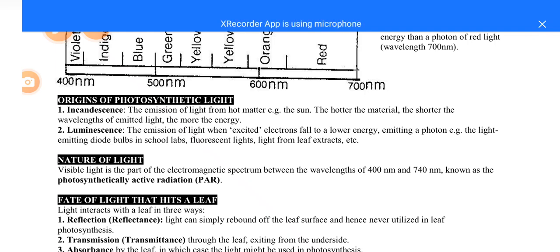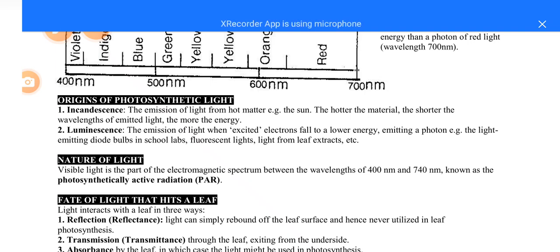Now we have what we call incandescence. When we talk about incandescence, this means the emission of light rays from a hotter object. An example is the sun. The hotter the material, the shorter the wavelength of emitted light, so the more the energy.